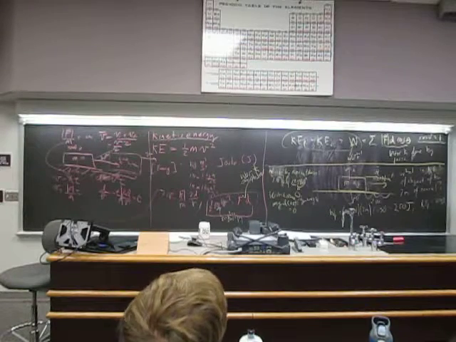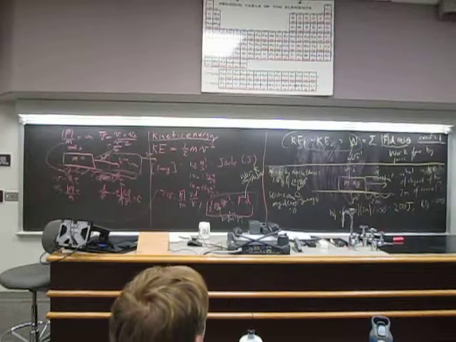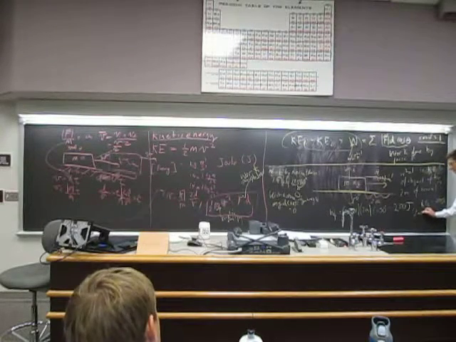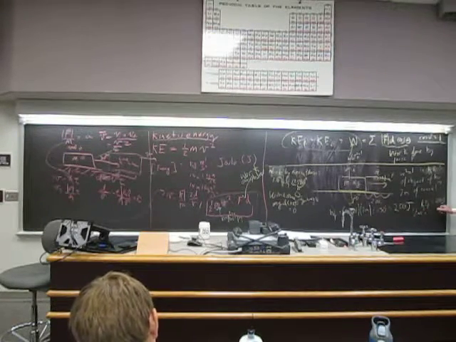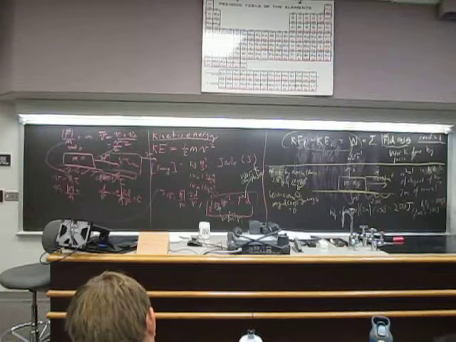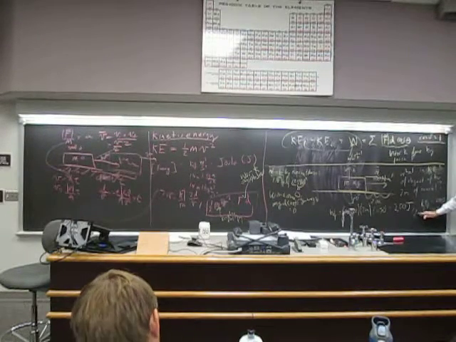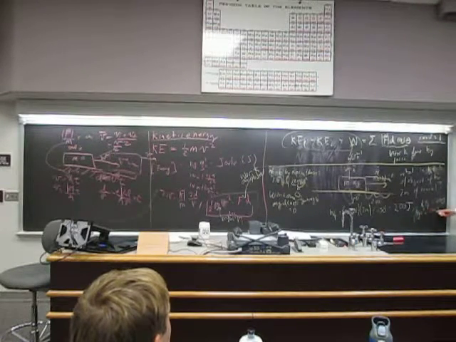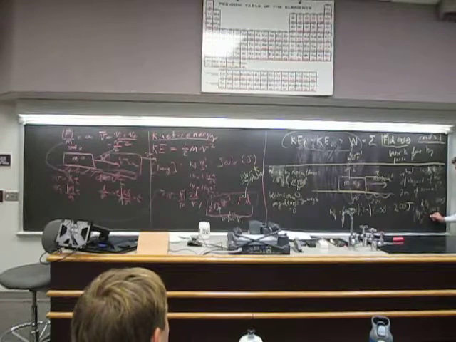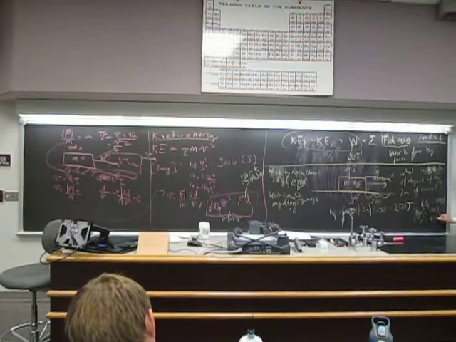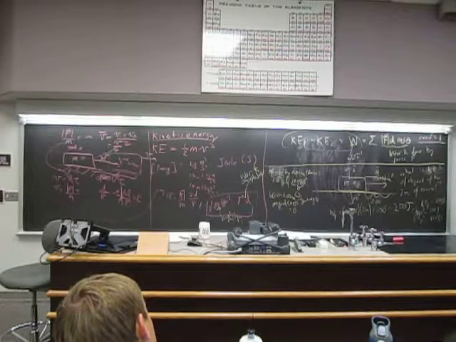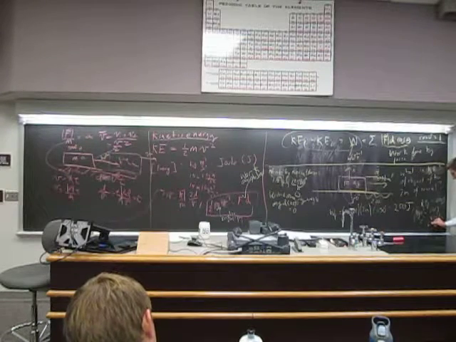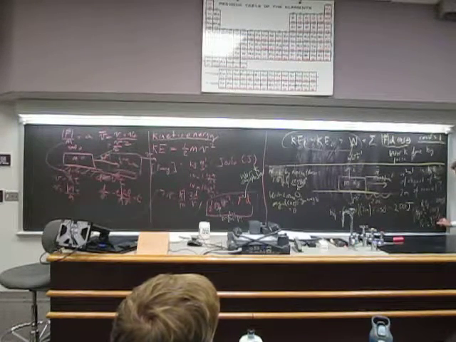Could you then get the speed of the object? Yeah. How would you do that? Then one half m v squared is equal to 200 joules. The mass is 10, so that'd be like 5 kilograms. Dividing by that, I get v squared is equal to 40 meters squared per second squared. So the square root of 40 is 6.32 meters per second.